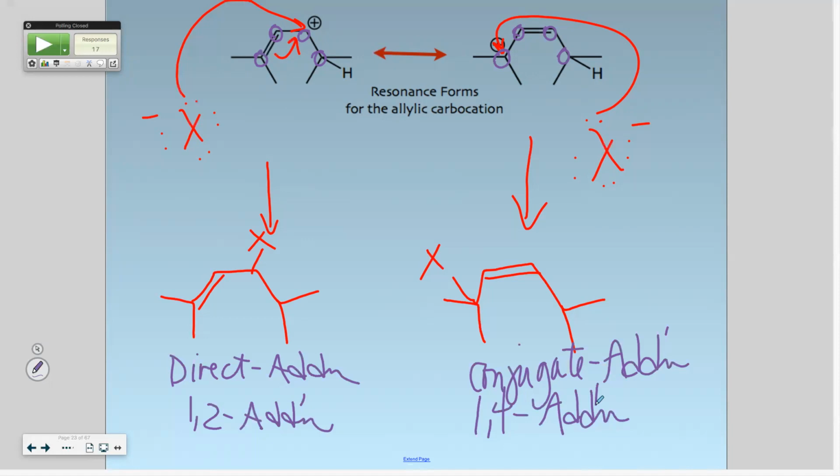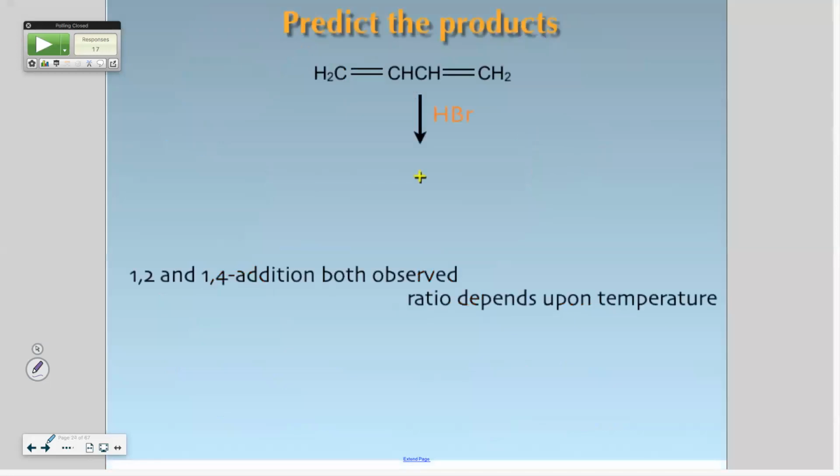So when you look at stuff in your book, it's going to talk about 1,2 addition and 1,4 addition, direct addition and conjugate addition. I think because 1,2 and 1,4 confused a lot of people, they kind of went to the terms direct and conjugate, but you'll still see that. I see it all the time. Okay, both of them.